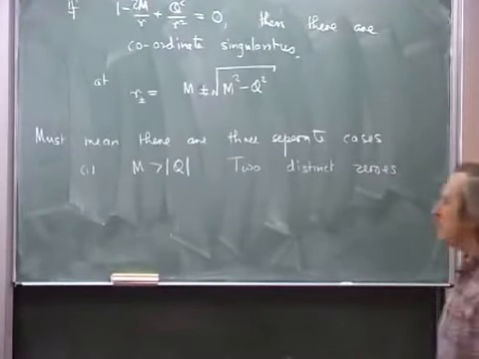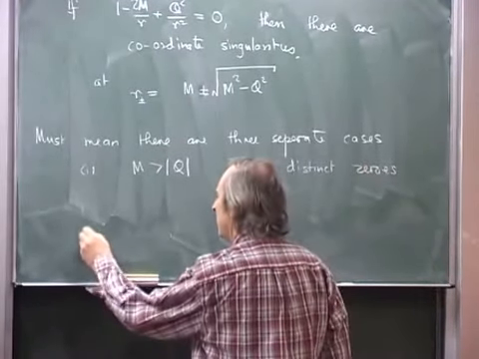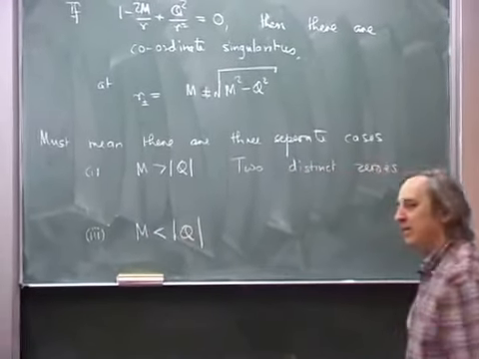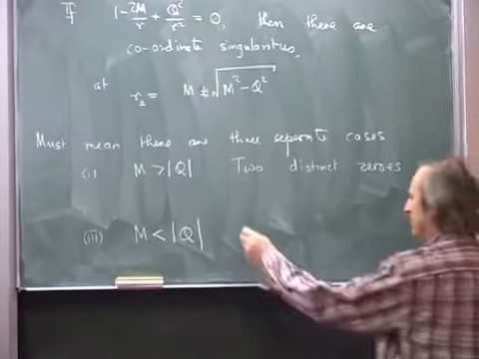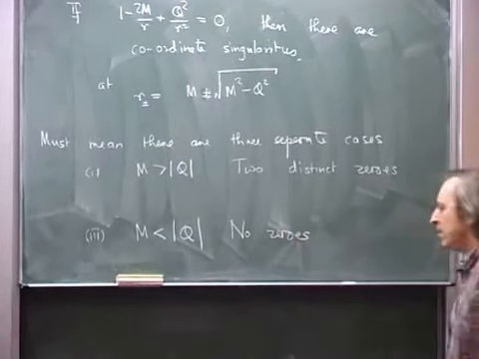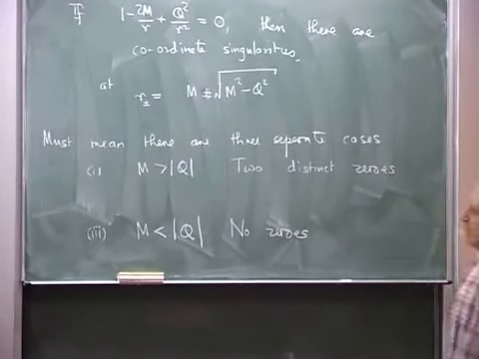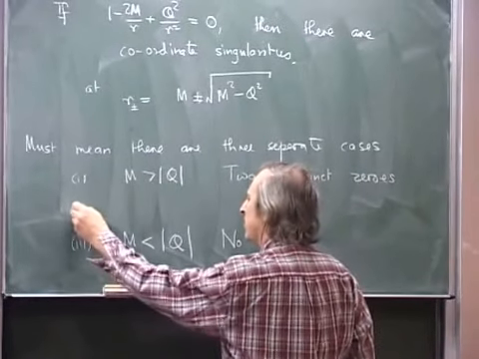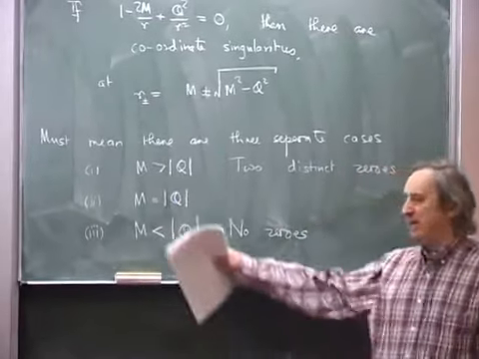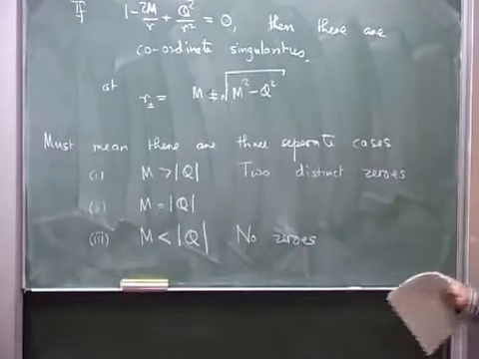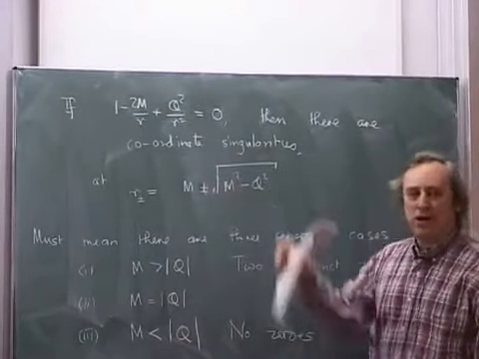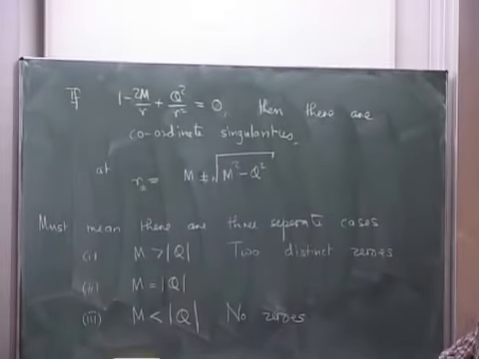Then there is case 3, which is m is less than the modulus of q. Then there are no zeros. And lastly, there is case 2, where m is equal to the modulus of q. Of course, you have to be lucky to get to this stage. So that tells you that this term goes to 0, and what you actually have is sort of coincident zeros.